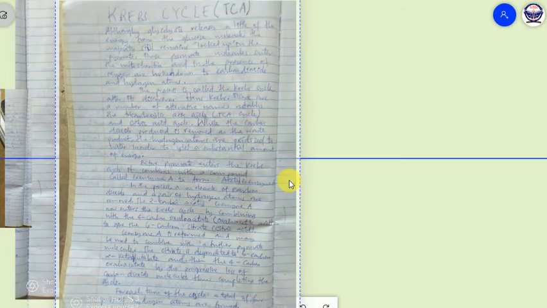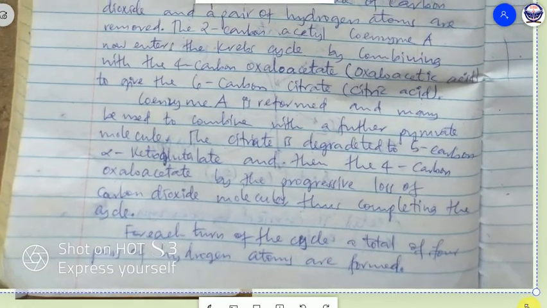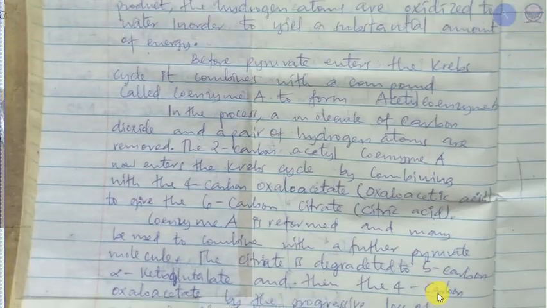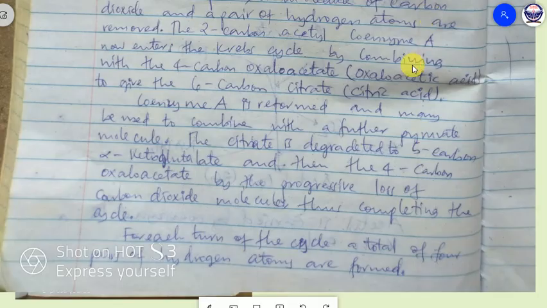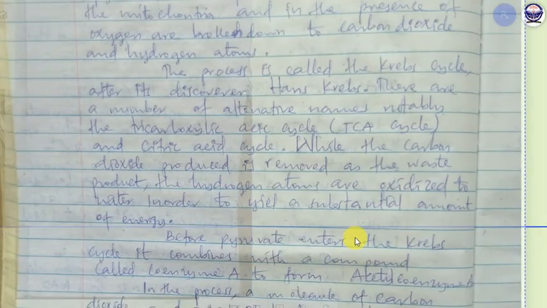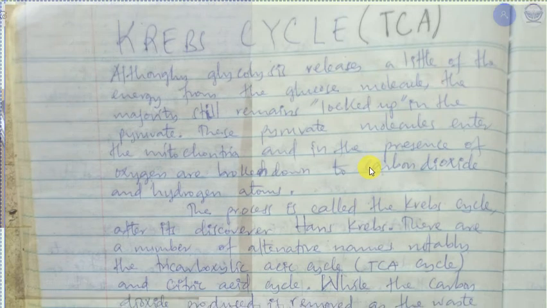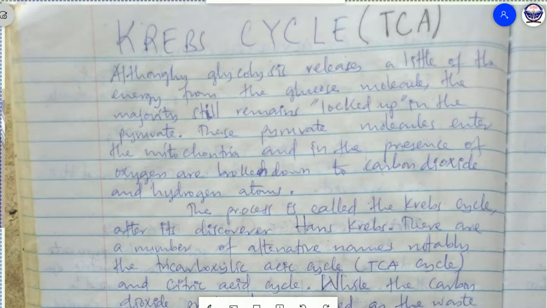Now let's start discussing the Krebs cycle. Sometimes it is called the tricarboxylic acid cycle. So we shall see how and why it is called the tricarboxylic acid cycle. The cycle is composed of different carboxylic acids, which tend to isomerize every time so as to form different molecules. Now let's continue with our discussion.